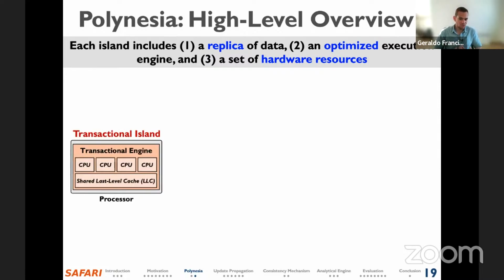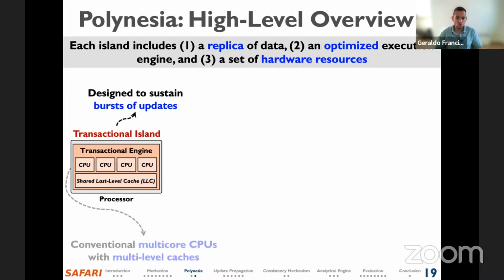So first, we have the transactional islands, which include an execution engine tailored for transactions and a replica of the data. The transactional island is designed to sustain high transaction update rates, so it uses conventional multi-core CPU systems with a deep cache hierarchy, since transactional workloads benefit from such CPU organization.